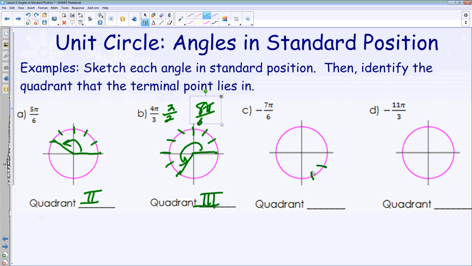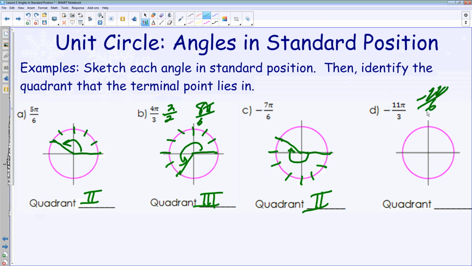Make sure you go in that clockwise direction. So 1, 2, 3, 4, 5, 6, and 7. So there is, okay, that one. That's quadrant 2. And then negative 11 pi over 3, I would again change it to 6s.